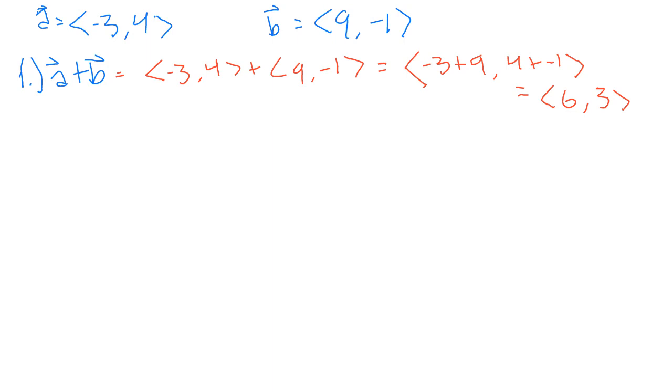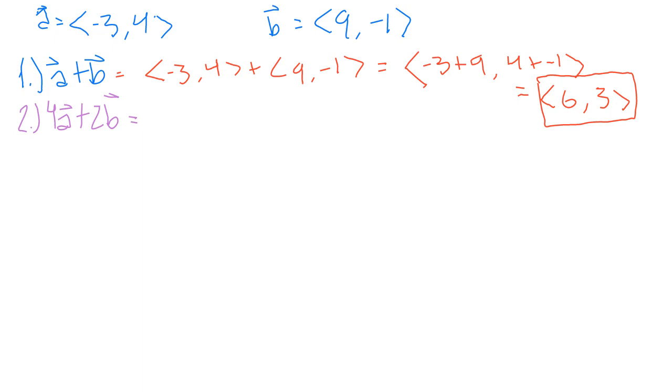For these, you just work piece by piece: x's stay with x's, y's stay with y's, z's stay with z's. You can work that way in component form, which makes it a lot easier. So now we're going to do another example. We're going to do 4a plus 2b.